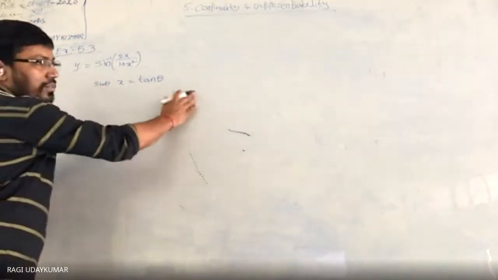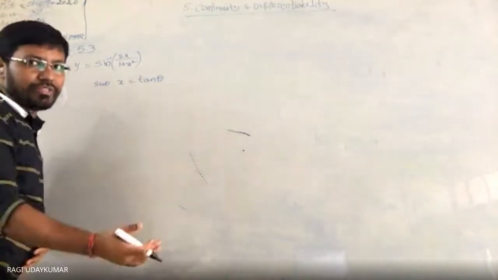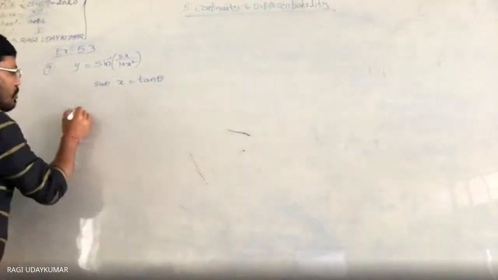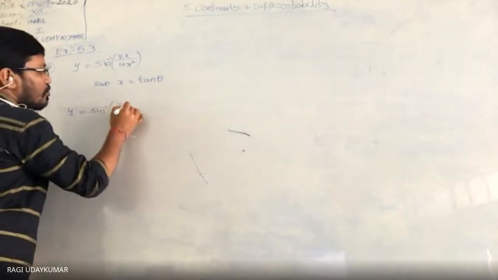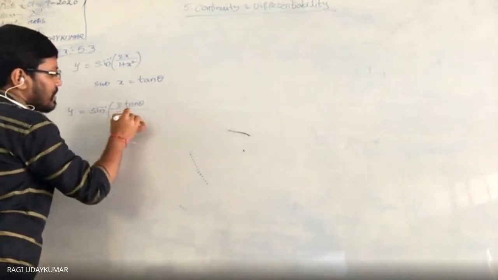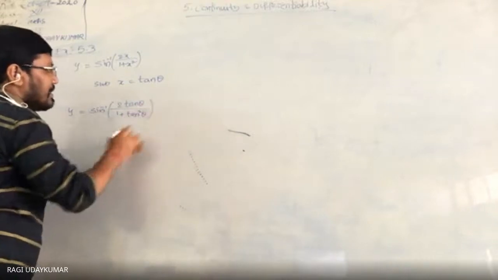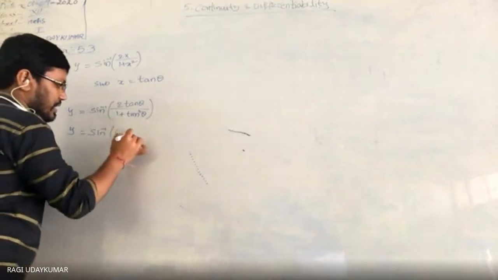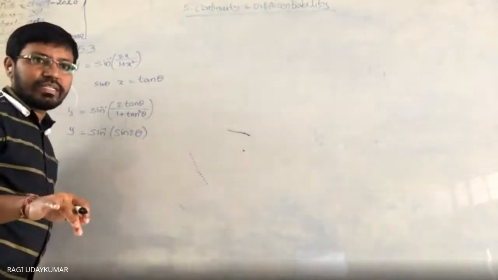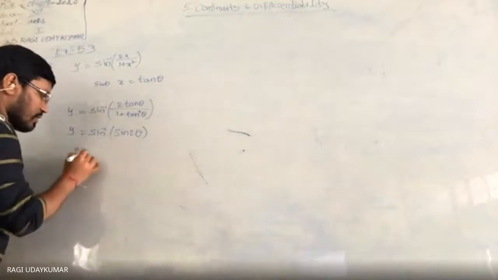So if you substitute x equals tan theta, what do you get here? You keep this one, and what is required of us, you can check afterwards. If you substitute, y is equal to sin inverse of 2 tan theta by 1 plus tan square theta. This 2 tan theta by 1 plus tan square theta is equal to sin 2 theta. So y is equal to sin inverse of sin 2 theta, and this sin inverse of sin 2 theta is equal to 2 theta.